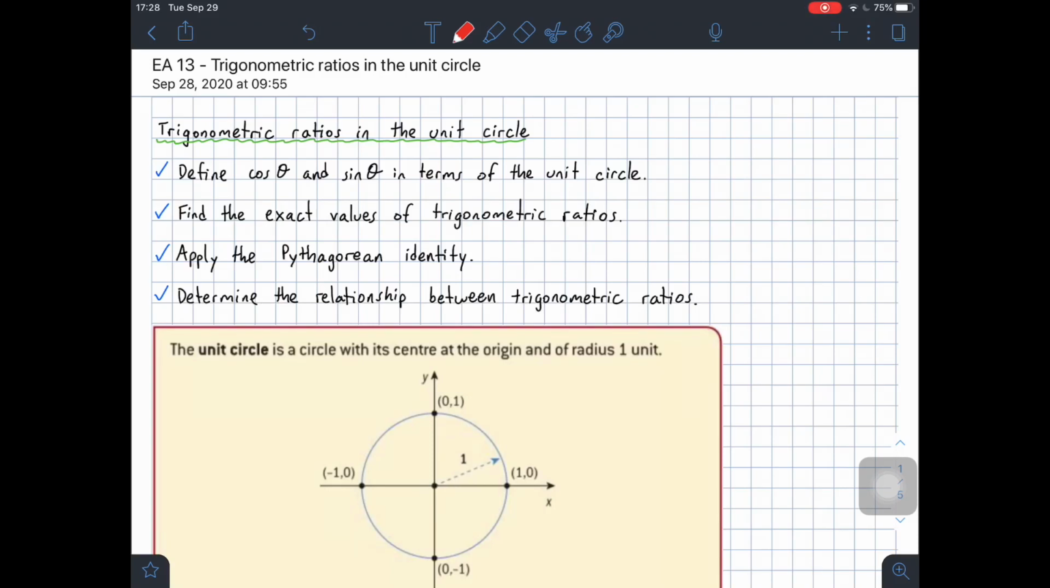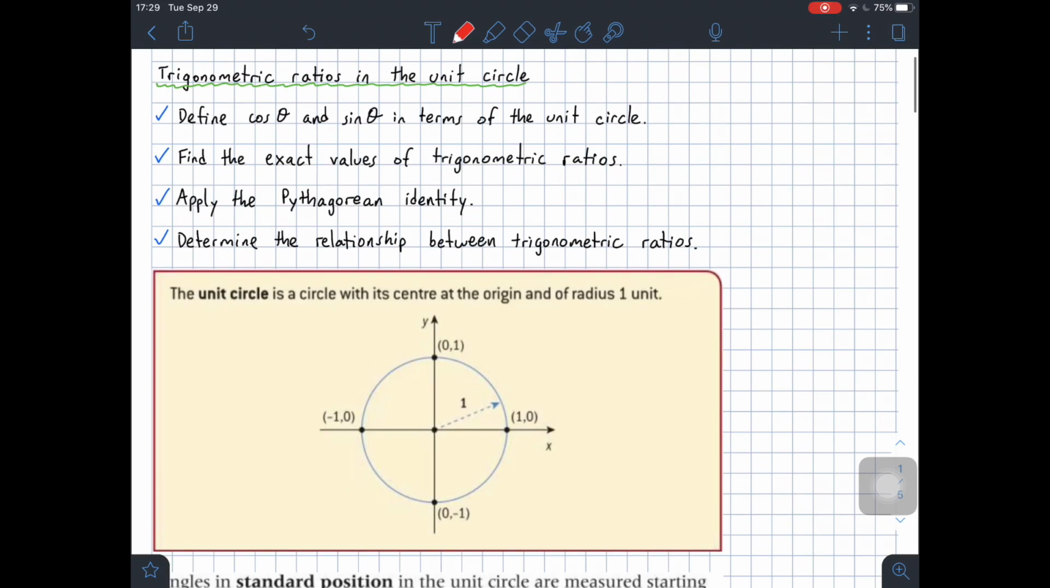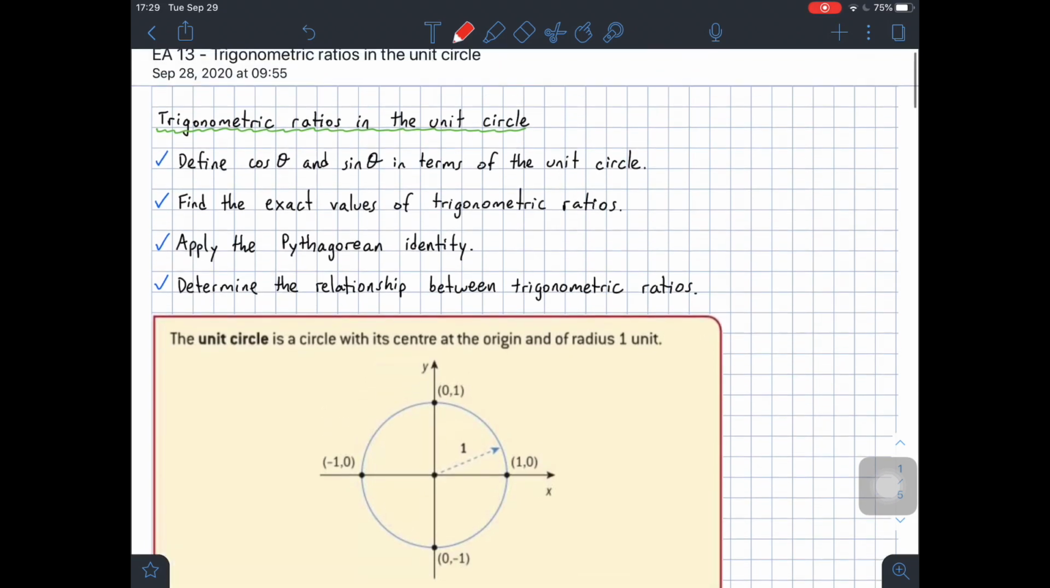Hello juniors, today we're going to see electronic assignment 13, which is about trigonometric ratios in the unit circle. We're going to learn how the unit circle works, and you would see that if you remember how to correctly interpret and draw the unit circle in your heads, finding trigonometric values is actually very easy, and also determining signs of the trigonometric values depending on the quadrant we're in is very easy. So it's trigonometric ratios in the unit circle.